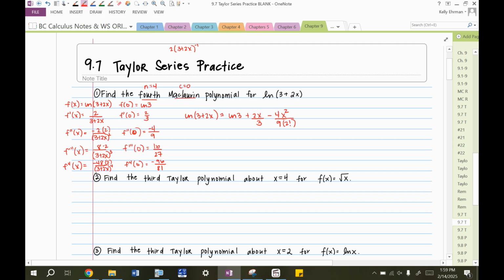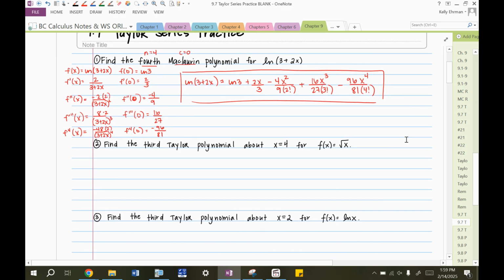I'm just going to try to be careful here. So plus f triple prime of 0, kind of saying it out loud to myself, times x to the third over 3 factorial, minus 96 x to the fourth over 81 times 4 factorial. Okay, this is my fourth Maclaurin polynomial. That's all we had to do with that.